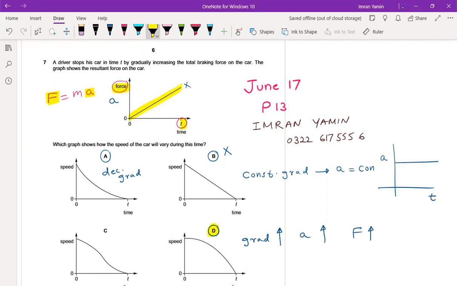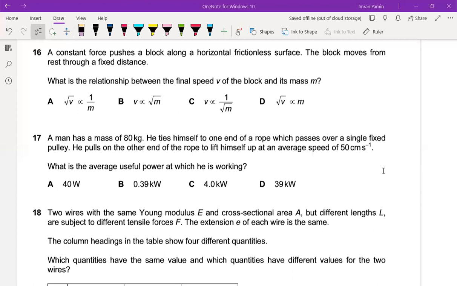In the graph, we should focus on the gradient of the graph. Your next question, question number 16. In this question, a constant force pushes a block on a horizontal frictionless surface and the block moves from rest. If any object starts from rest, then obviously its initial velocity is zero. So u is zero.